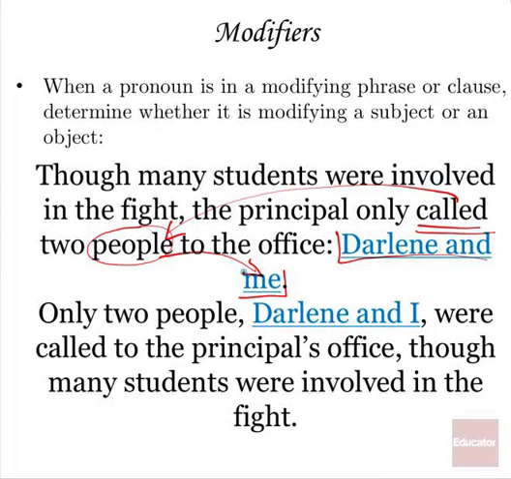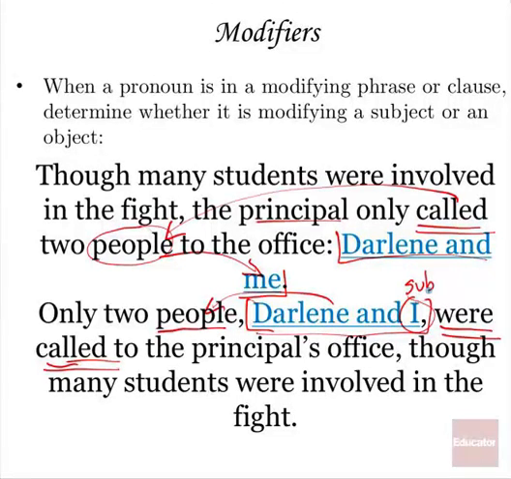Now let's look at another way to say this sentence. Only 2 people, Darlene and I, were called to the principal's office, though many students were involved in the fight. Now, what's going on? The same events are happening, but all of a sudden the pronoun case has changed. That's because people in this case is the subject of the sentence. The verb is were called. You remember up at the top, principal was the subject, so something else had to be the object. But in this case, people were called. So Darlene and I is replacing the subject people, so I has to be in the subjective case.